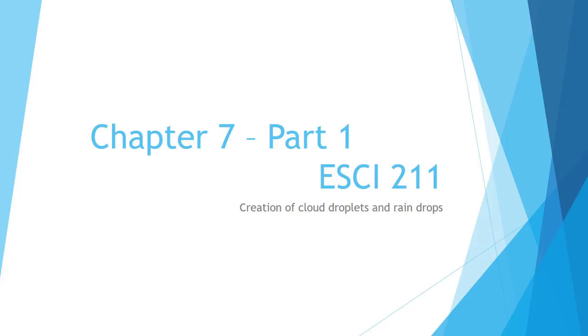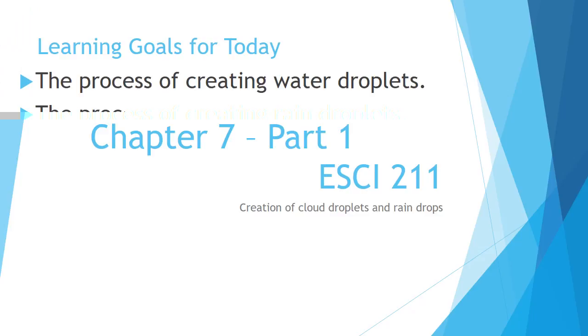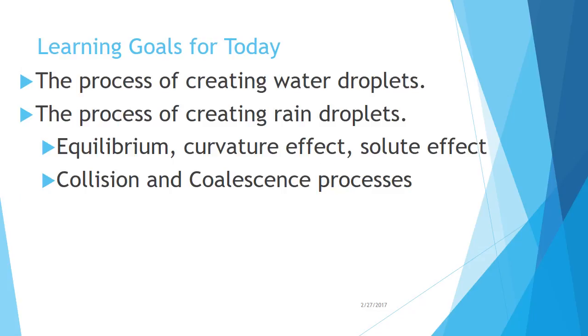All right, welcome to Chapter 7, Part 1, the creation of cloud droplets and rain droplets. So let's get started. After today's online lecture, you should have a better understanding of the process of creating water droplets and the process of creating rain droplets.